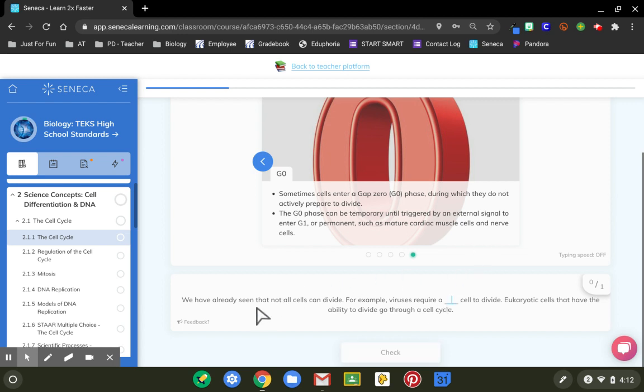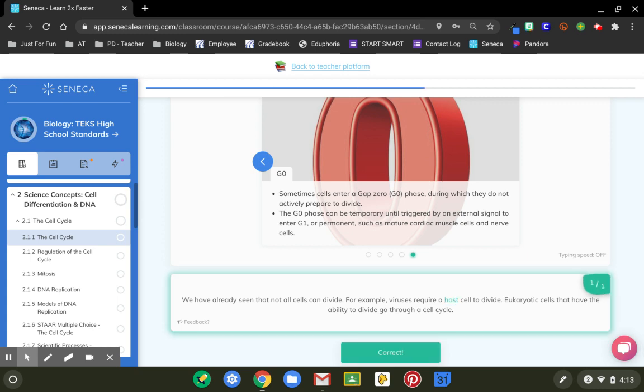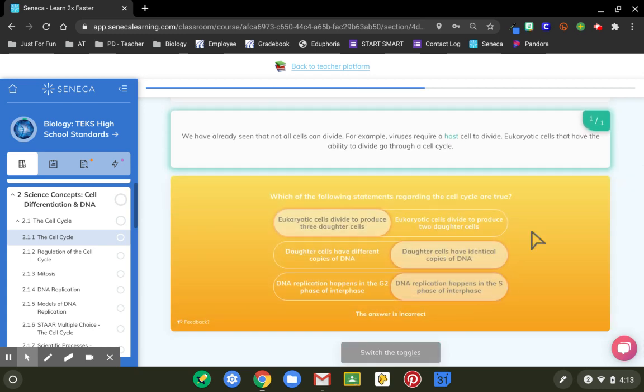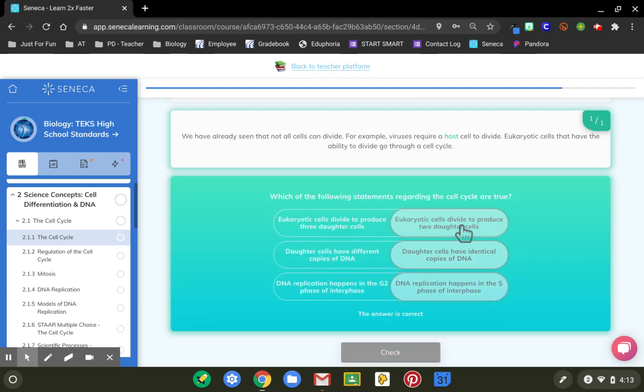So we've already seen that not all cells can divide. For example, viruses require what kind of cell to divide? They need a host cell in order to divide. Eukaryotic cells that have the ability to divide go through a cell cycle. Which of the following statements regarding the cell cycle are true? So eukaryotic cells divide to produce three daughter cells or two daughter cells. It's going to be two daughter cells.